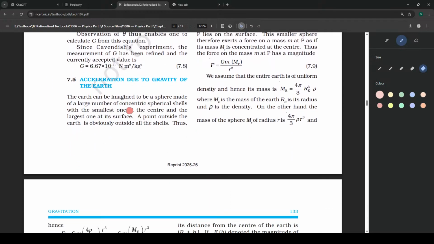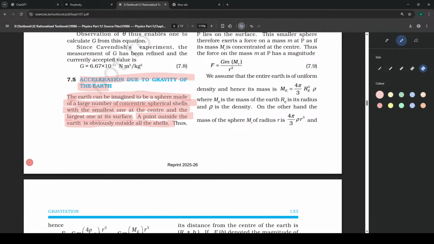Now let's go to acceleration due to gravity of the earth. Earth can be imagined to be a sphere made of a large number of concentric spherical shells, the smallest one at the center and the largest one at its surface. A point outside the earth is obviously outside of all the shells. If we consider the earth a huge sphere as a number of shells aligned on top of each other, we can consider the center of earth as the smallest shell and the outermost shell the largest.